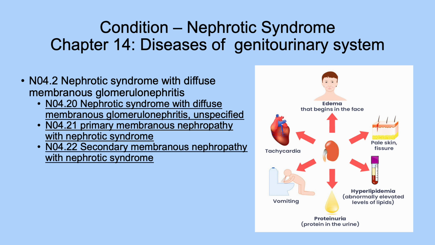Also in this chapter were codes added to N04.4, nephrotic syndrome with diffuse membranous glomerulonephritis. So you have unspecified, primary, and secondary. So that's the major additions in here.